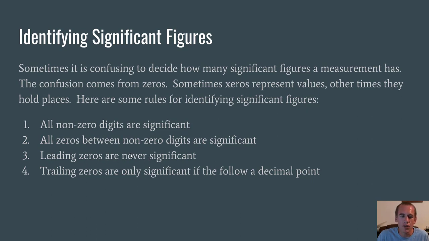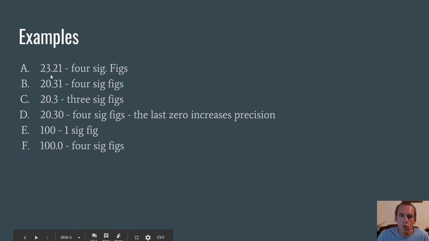So leading zeros like 0.004, those are not significant. Trailing zeros are significant if they follow a decimal point. If they're between non-zero numbers, then they're significant because they're telling the value of that place. So let's take a look at some examples. 23.21 has 4 significant figures. Every single one of those is significant. They tell me a value.